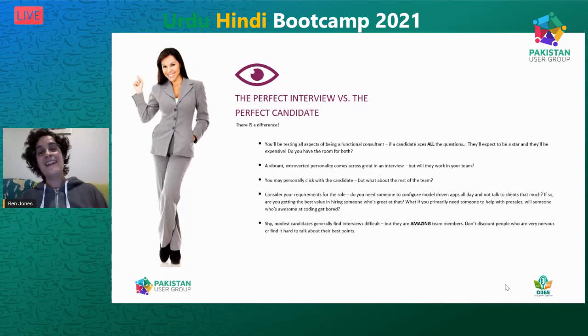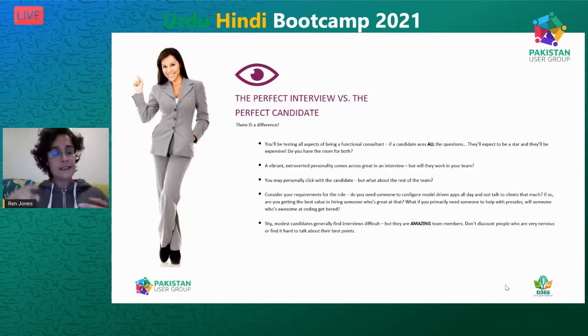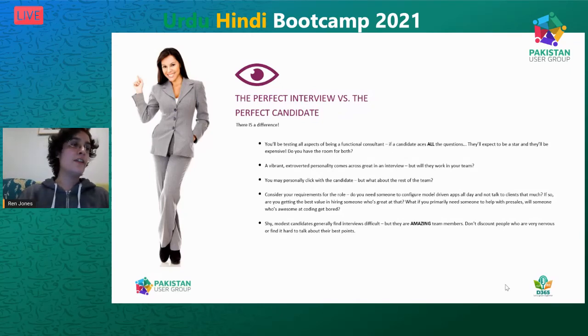All right. So next up, requirements for the role. We went back and did that checklist. Make sure you understand what you actually want versus what you've interviewed for. If you really need a functional consultant to sit there and help you configure model-driven apps all day, and you've got, let's say, business analysts or solution architects or project managers who are actually going to interface with the clients more, is it really worth it to hire someone who's amazing in front of clients as well?